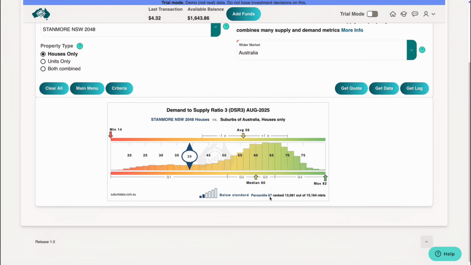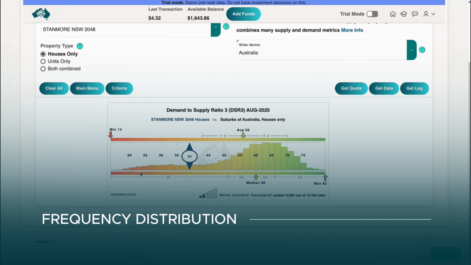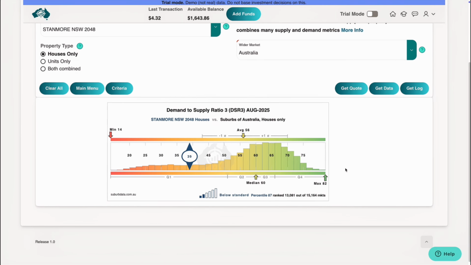Stanmore houses are in the 87th percentile, meaning this market is towards the back of the pack. It ranked 13,000th roughly out of 15,000 suburbs. Not very good. Now the bars along the ruler are the frequency distribution bars, also known as a histogram.